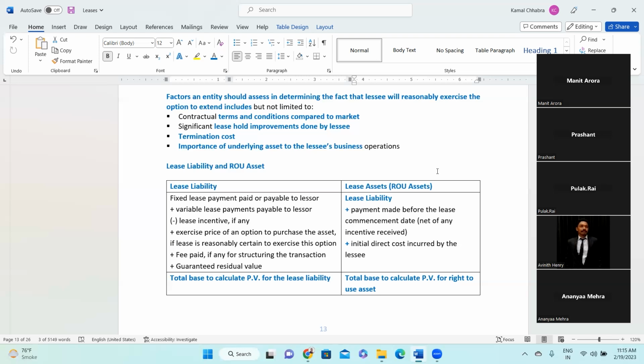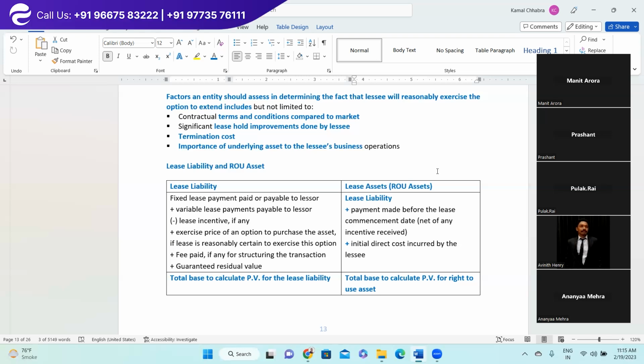Next is termination cost. If there is any termination cost involved, like we were discussing for the lock-in period: if you terminate the lease before the lock-in period, then you need to pay the remaining period's rent. So that's a significant termination cost, and the lessee might not be moving out. Next is the importance of the underlying asset to the lessee's business operation, like the example we were discussing of the Domino's store. If you have got a place where you are getting an extremely good crowd, you would not be leaving that place because it's generating huge profits for your business, right?